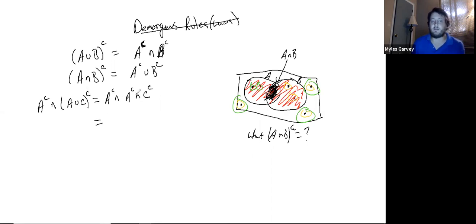And A complement intersected with itself is just itself, right? A set that's intersected with itself is just itself, just like a set that's unioned with itself is just itself. So we end up just getting A complement intersect C complement.